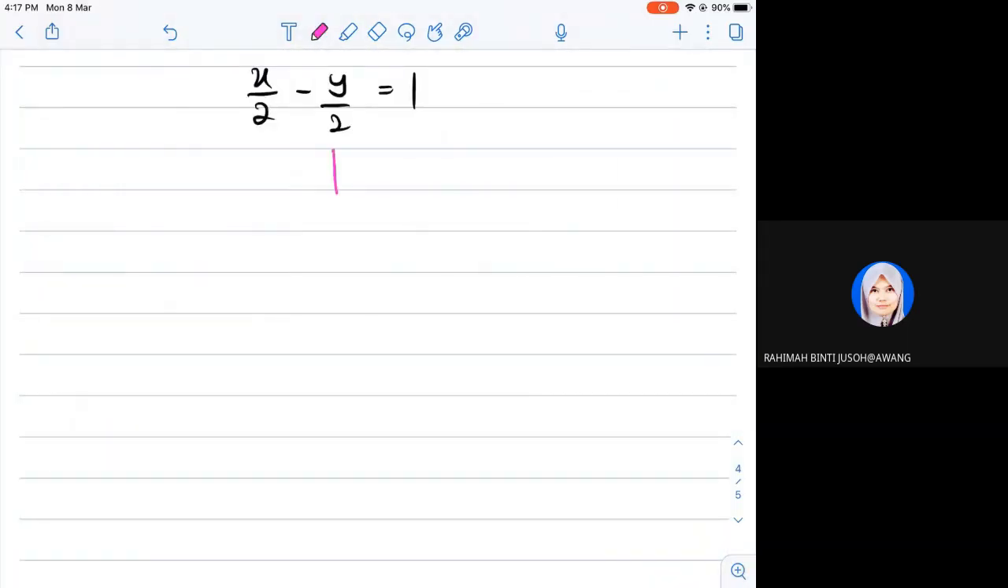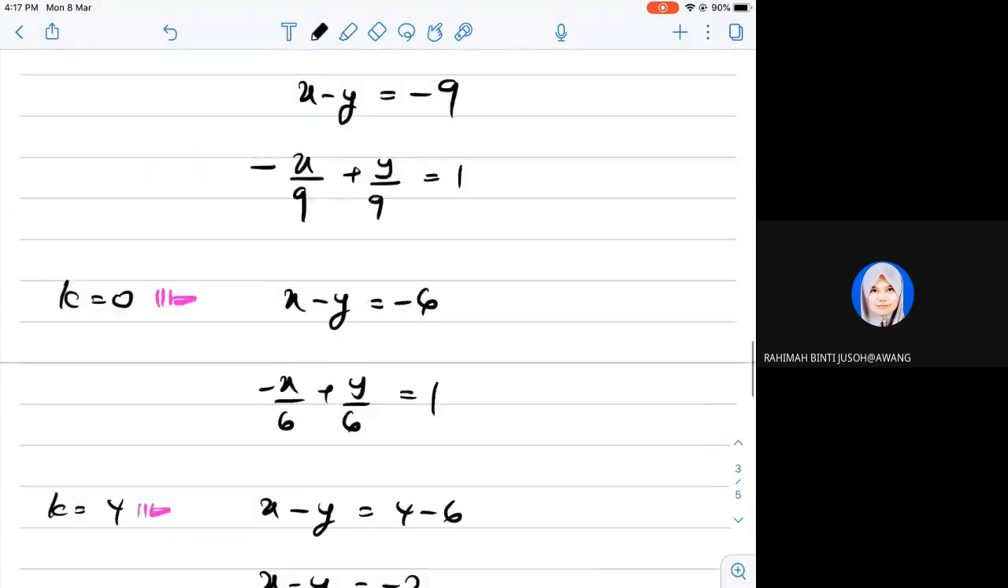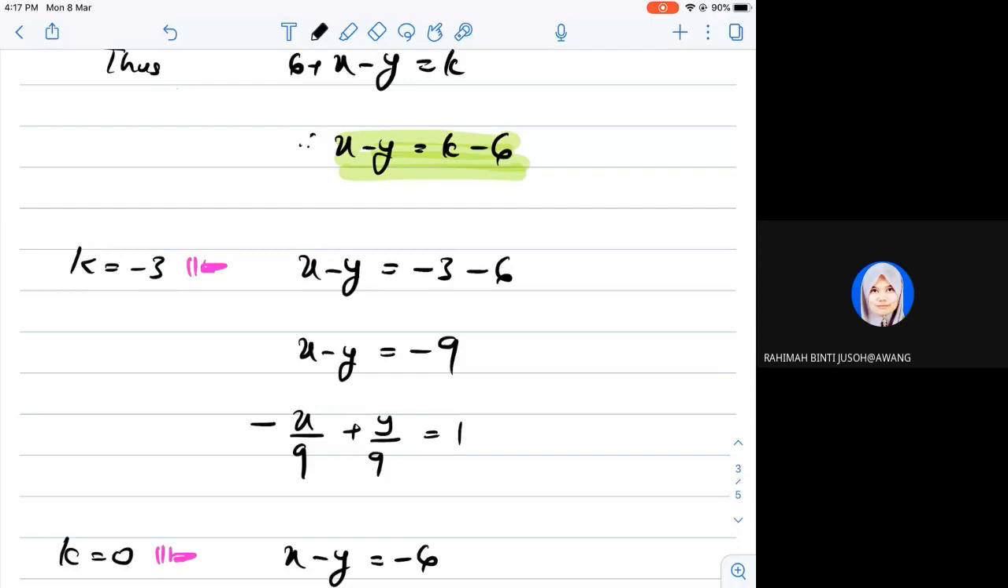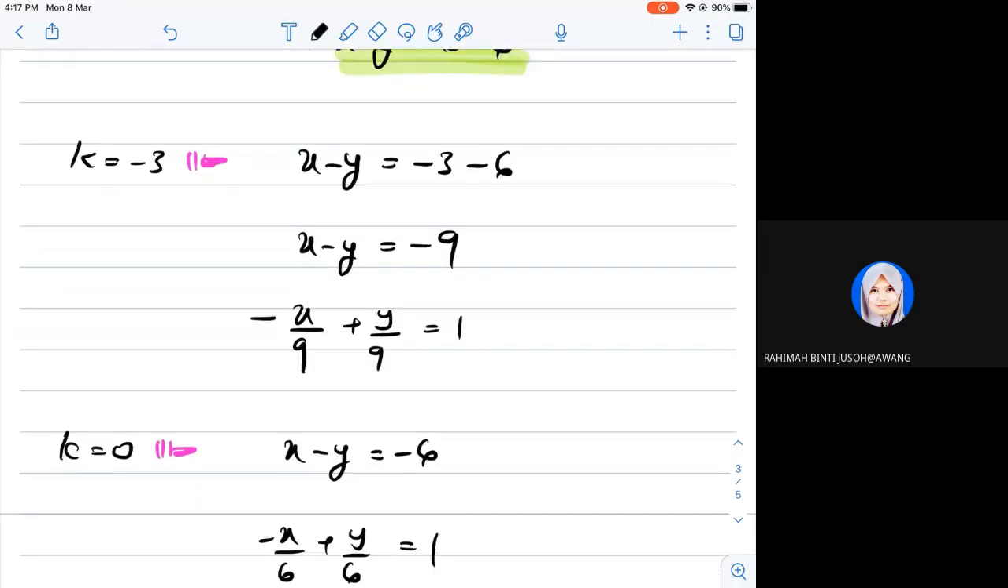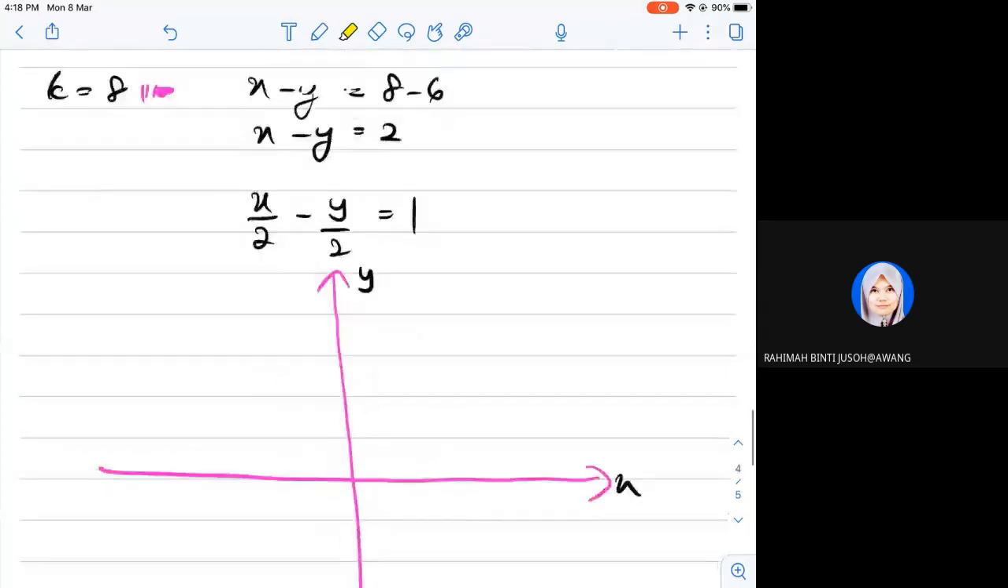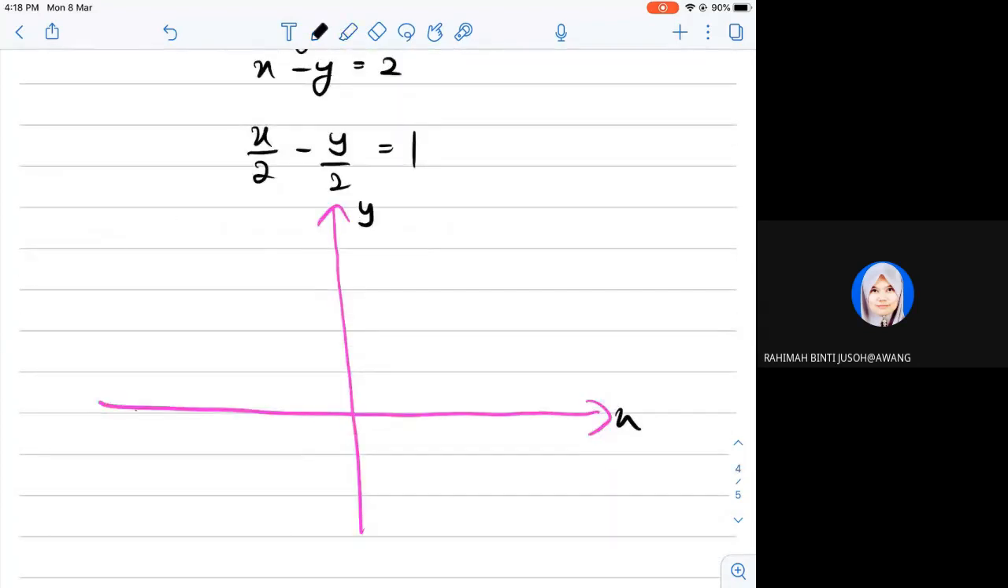Okay. So we will have x and y. Okay, first of all, k equals to negative 3. So we have negative 9. Be careful guys. In your test, make sure you careful tengok dia punya sign, negative or positive. x is negative 9 and y is positive 9. So x negative 9 here, y positive 9. Therefore, this is the first line.